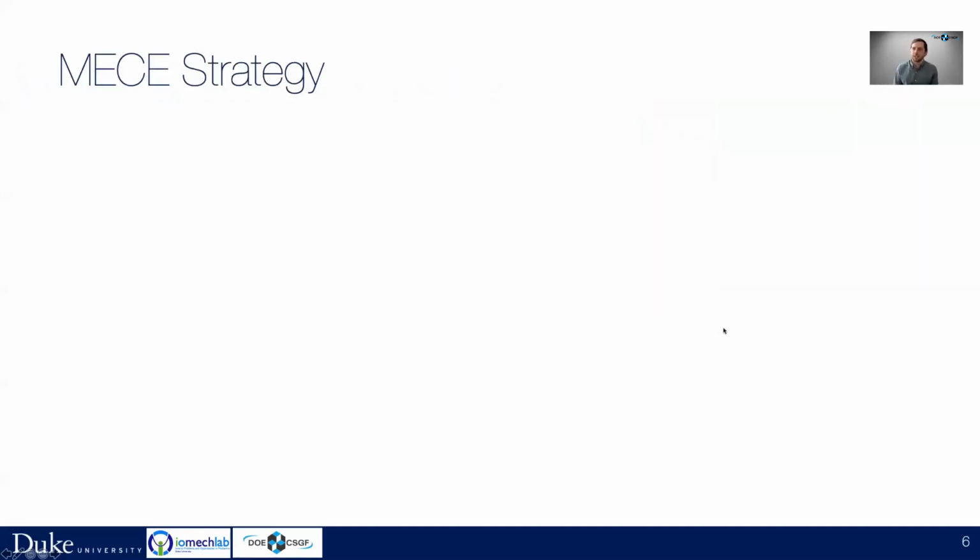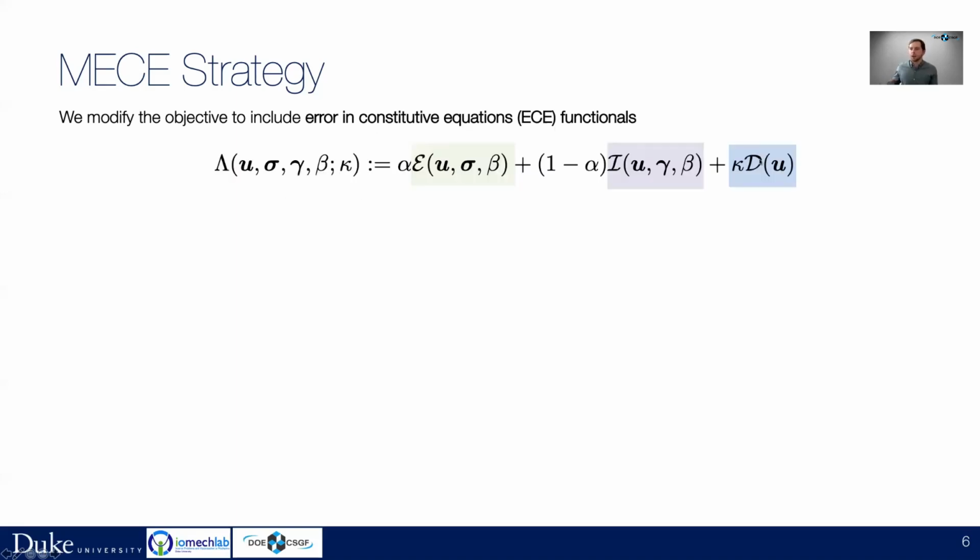So the first strategy that I'm going to present is called the modified error-in-constitutive-equations strategy, the MECE strategy. And the main idea of this method is that we're going to introduce a model relaxation into the optimization problem. And we're going to also modify the objective function to include what are known as error-in-constitutive-equations functionals. So here we have a new optimization objective that we're going to minimize. It's the sum of our original structural objective D and 2 error-in-constitutive-equations functionals.